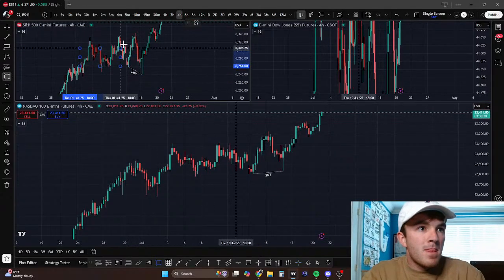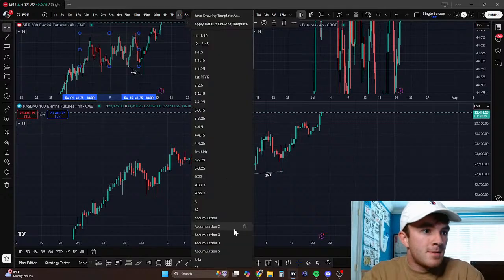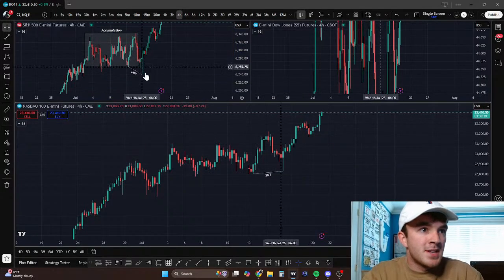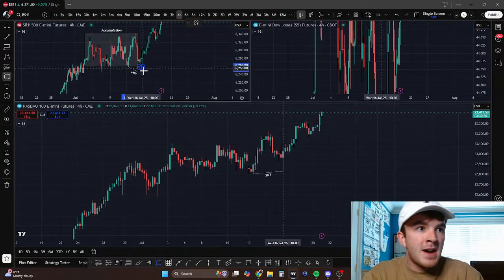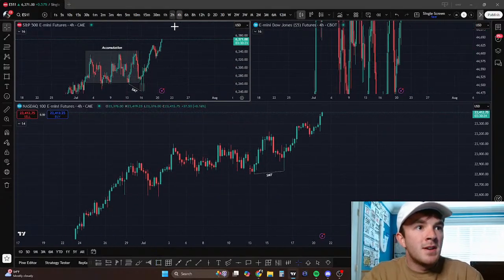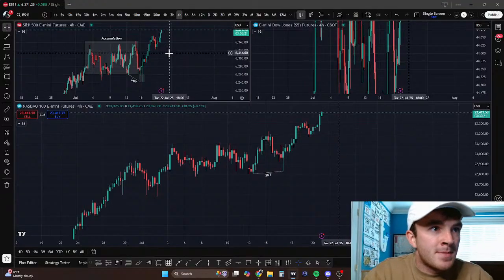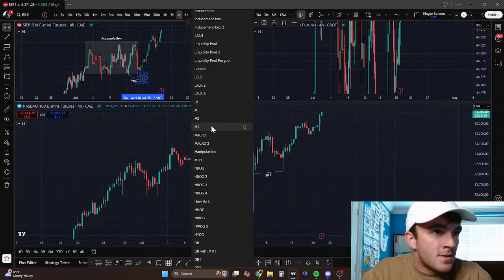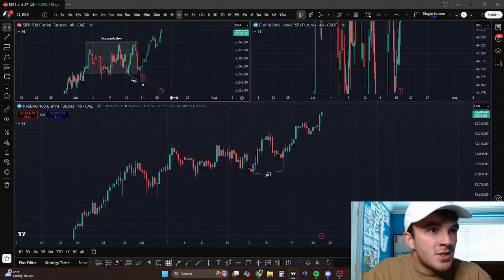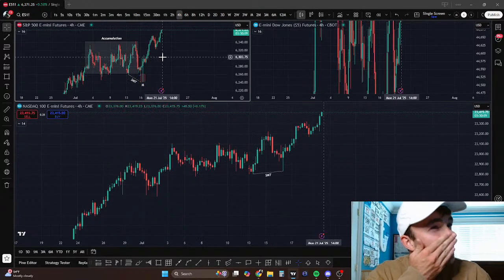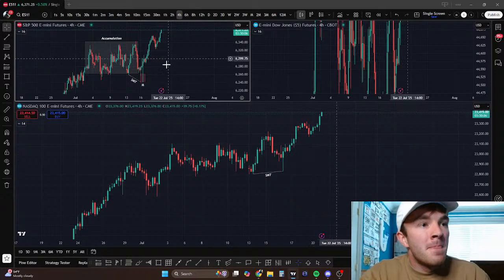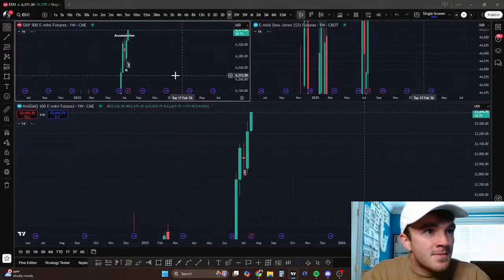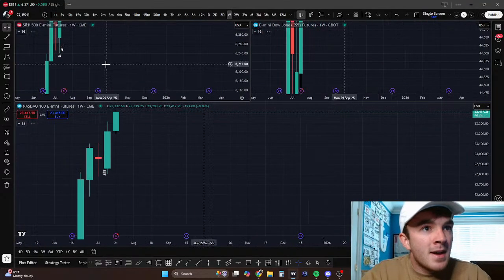To me this was accumulation, manipulation, and now I feel like we're in distribution, right? So I think it's more likely that we're going to keep expanding, but I don't know, let me know what you think for sure. Accumulation, manipulation with SMT, and now we got this inversion, right? This is like a weekly gap, isn't it? Yeah, weekly fair value gap here, right?